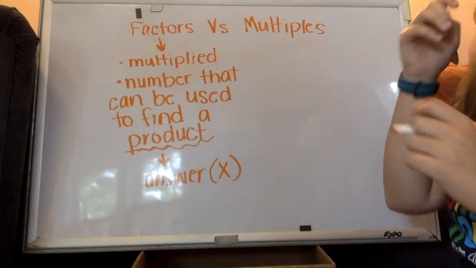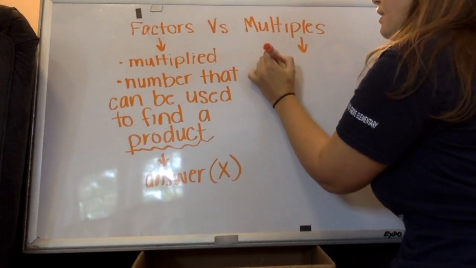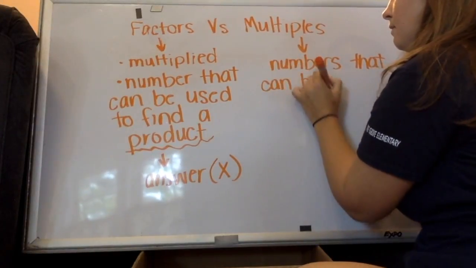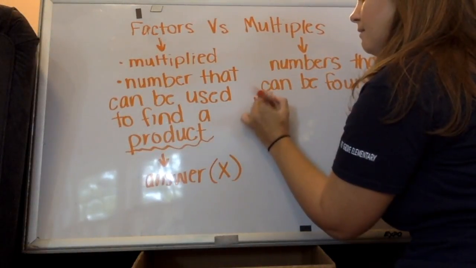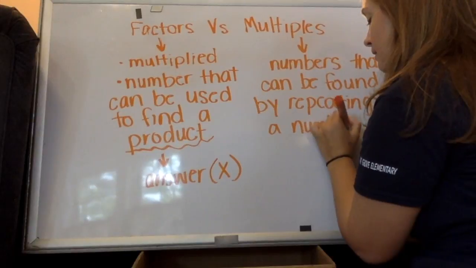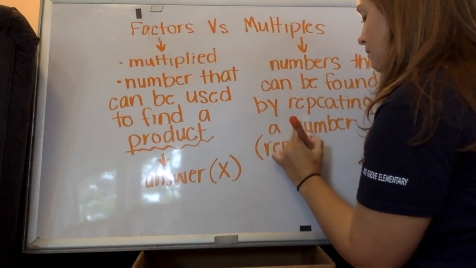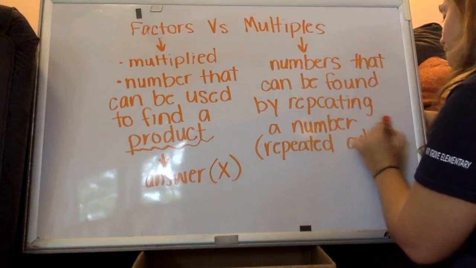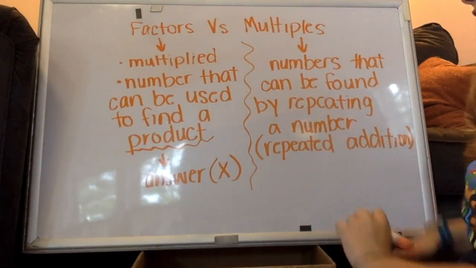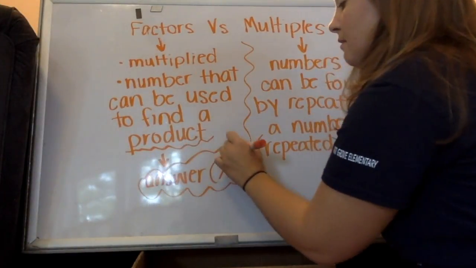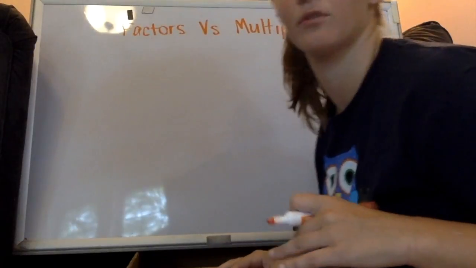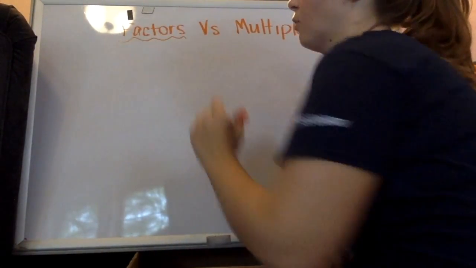And remember that multiples are numbers that can be found by repeating a number. So basically, it's repeated what? Addition. I hope somebody said that. Right? So you have factors, and then you have multiples, right? And we remember that a multiple is basically an answer. An answer that you got from your factors can also be considered a multiple.